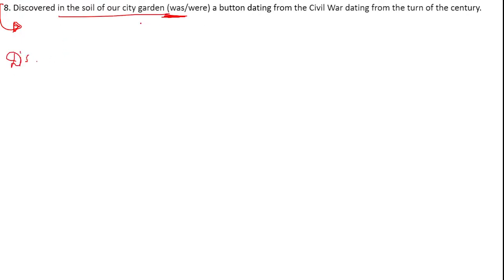Discovered in the soil of the city garden was a button. यहाँ पे 2 वर्ड्स के ऊपर फोकस करना है. Was a button, okay. Buttons नहीं है, a button है. A button dating from the Civil War, dating from the turn of the century. So यहाँ पे correct जो बैठ रहा है verb, that will be was.